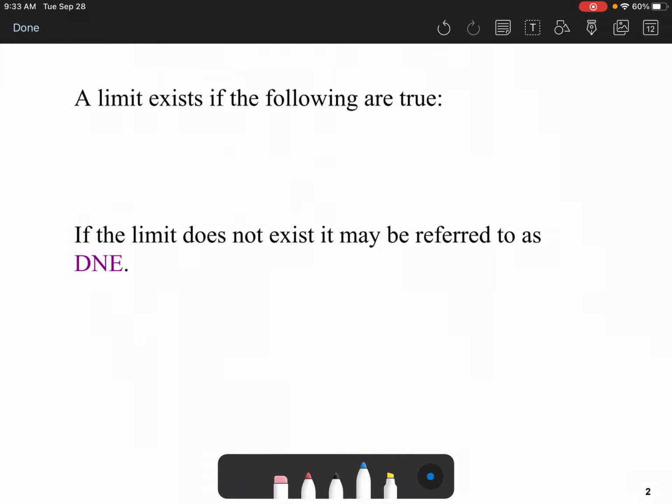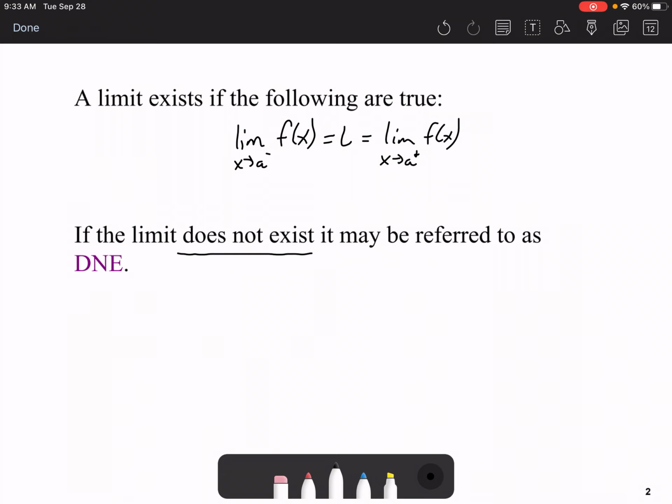So a limit is said to exist if this limit, as x approaches a from the left, equals this value L, and so does the limit as x approaches a from the right. As long as these two are equal to each other and equal to the same number, then the limit is said to exist. If this doesn't happen, the limit is said to not exist, and sometimes may be referred to as DNE, short form for does not exist.